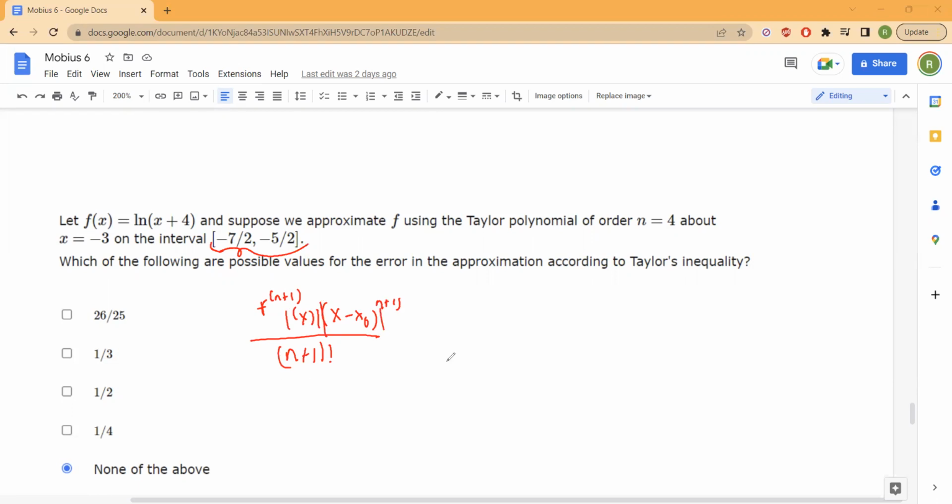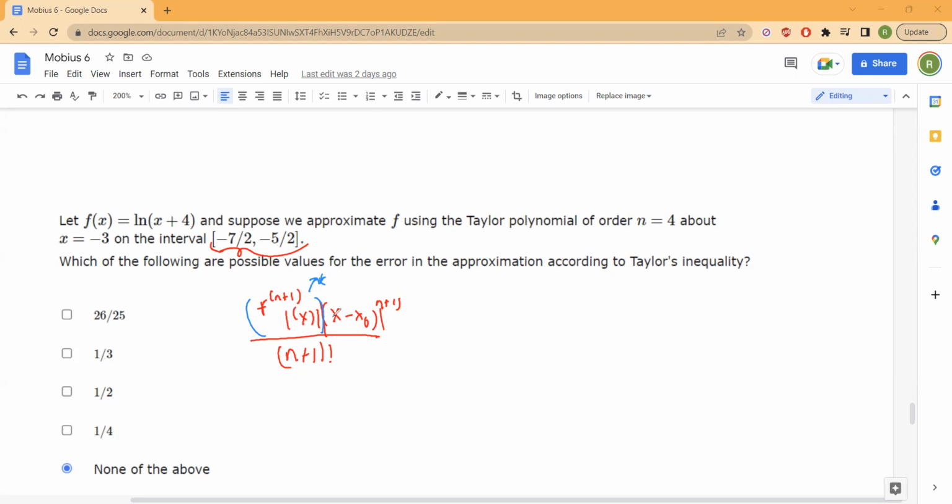Okay, and so this is how you can find your error for how far away your Taylor polynomial would be from your actual function. So then what I'm going to begin doing is, sometimes you'll see that this is referred to as k. And so what I'm going to begin with is I'm going to find our k. So then what is our k?